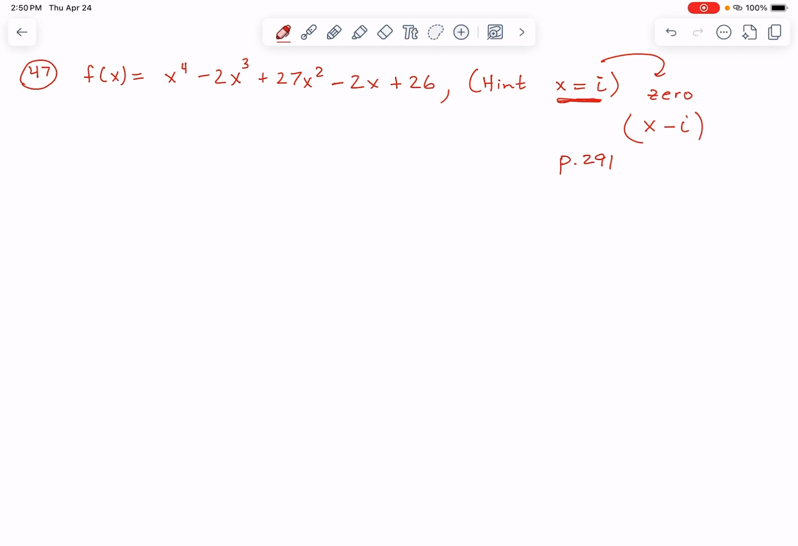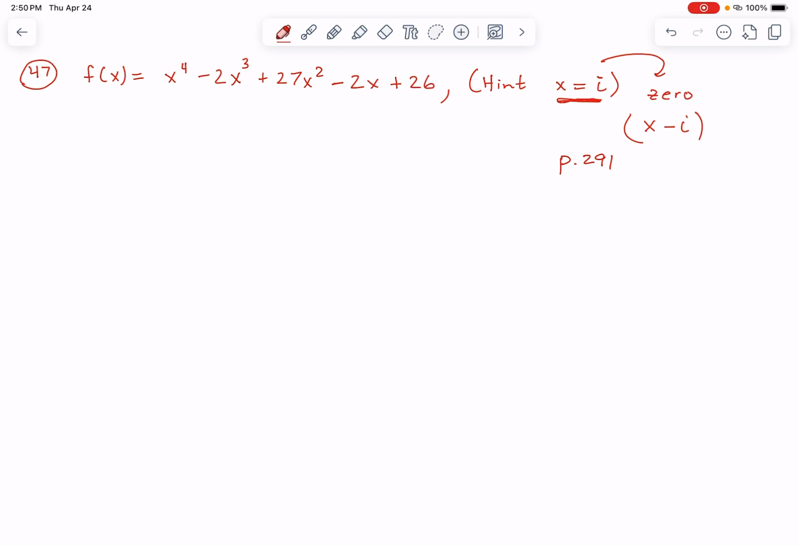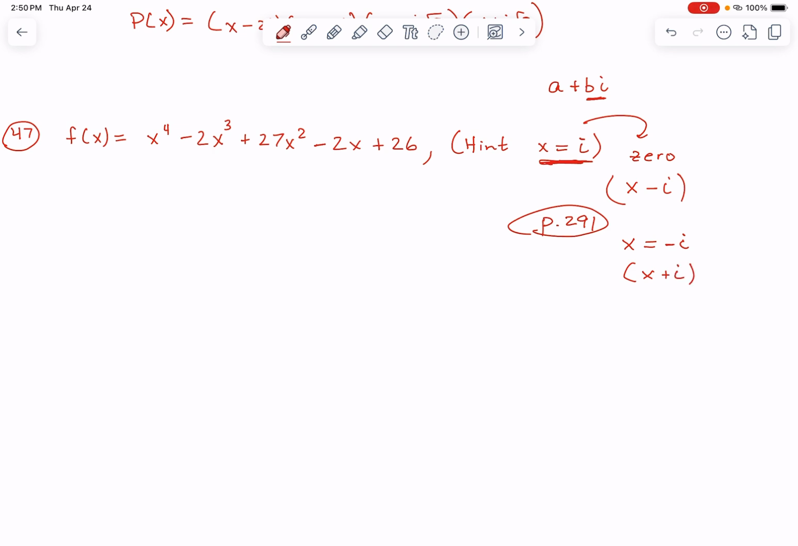Page 291, the conjugate pairs theorem says that if you have one root that's an imaginary complex root, like a plus bi, remember, complex numbers are of the form a plus bi, so if they have an imaginary part or a square root or an irrational number, then automatically its conjugate has to be a root too. So if we've got x equals i, then x equals negative i has to be a root as well. So we also would have x plus i. All right, so we know that these two are going to be roots.